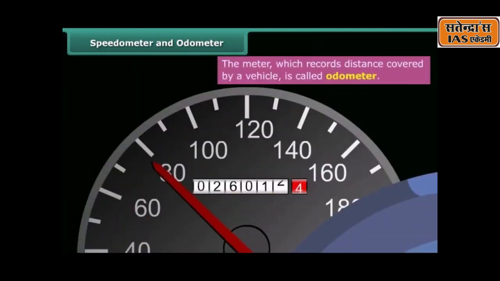There is also a rectangular box within a speedometer that has digits written on it. When the car is in motion, these digits undergo a change, rather increase. This rectangular box is known as the odometer. Its readings show the distance covered by the car.